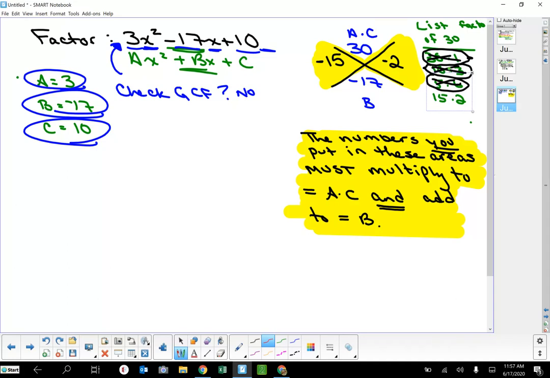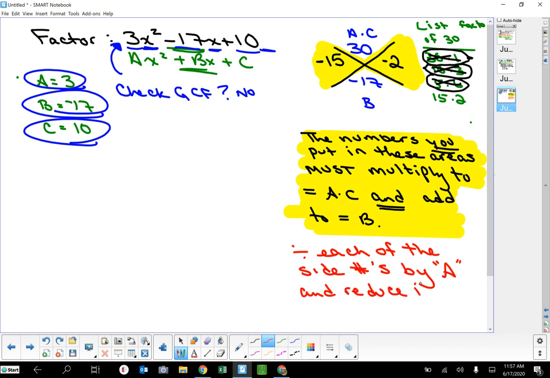And then after you do that, you're going to divide each of the side numbers by the value of A, and reduce if possible. Okay, so my A term here is 3, right? So I'm going to divide by 3 and divide by 3. Now I can't reduce a negative 2/3, so I'm going to use that. But negative 15 over 3 becomes negative 5 over 1, and I'm going to use that.